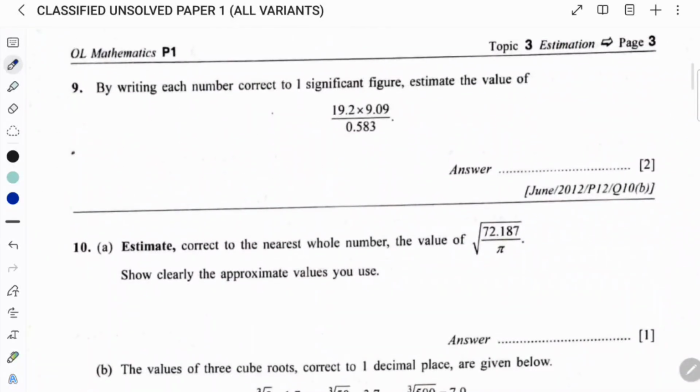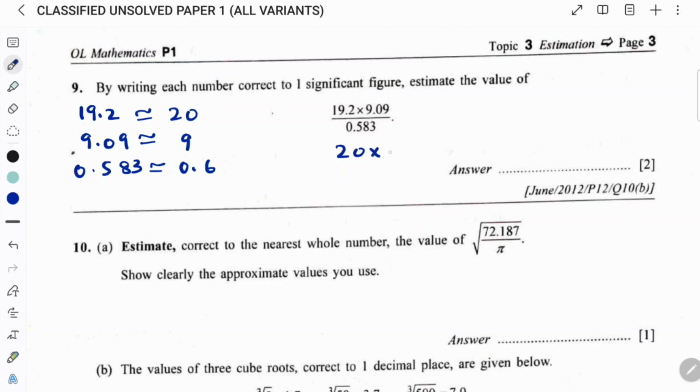Now look at question number 9. By writing down each number to one significant figure, estimate the value of. This is 19.2, this is 9.09, this is 0.583. I hope you understood the rounding off to one significant figure now. So 19.2 is 20, 9.09 is only 9, 0.583 will become obviously 0.6. So this is 20 times 9 divided by 0.6.